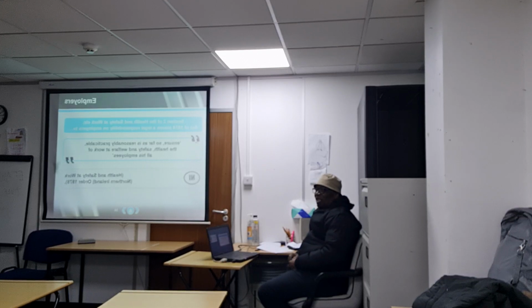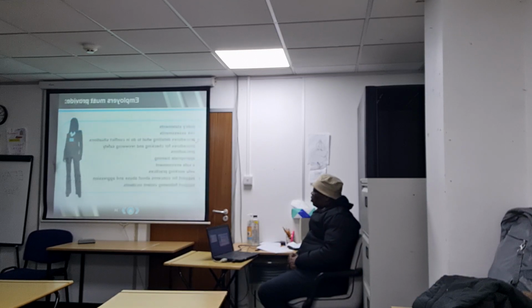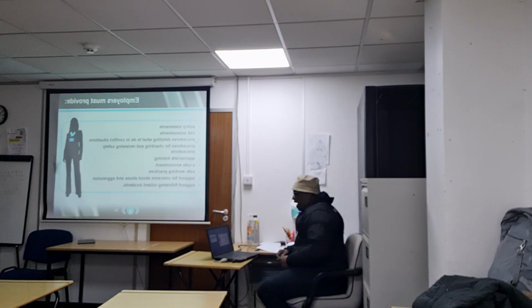Therefore, as a result of this responsibility being put on them, employers must ensure they provide policy statements, risk assessments, procedures detailing what to do in conflict situations, procedures for checking and reviewing safety precautions, appropriate training, a safe environment, safe working practices, support for concerns about abuse and aggression, and support following violent incidents.